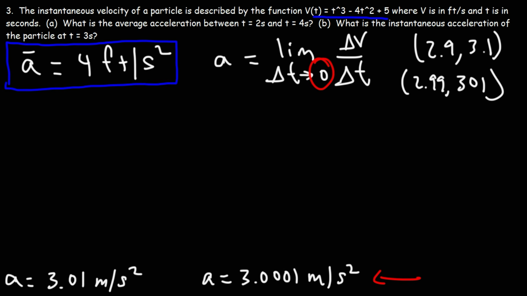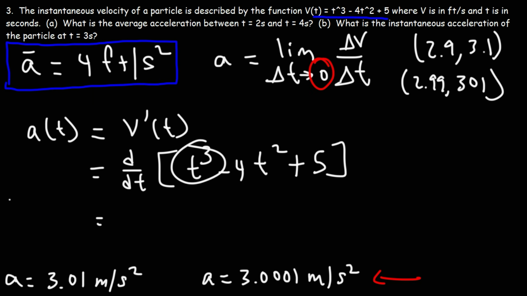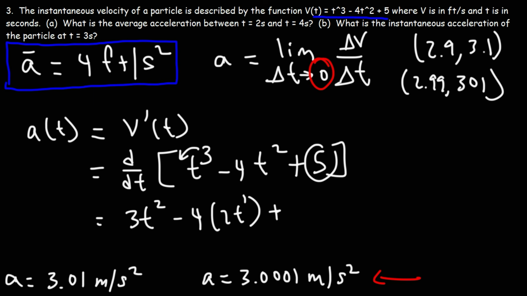Now, to get the exact answer, we need to use calculus. The acceleration is the derivative of the velocity function. So we're going to differentiate v of t with respect to time. We need to use the power rule in order to do this. The derivative of t to the third, you need to move the exponent to the front. It's going to be 3t, and then subtract this by 1, so it'll be 3t squared. The derivative of t squared is going to be 2t to the first power. And the derivative of a constant is 0.